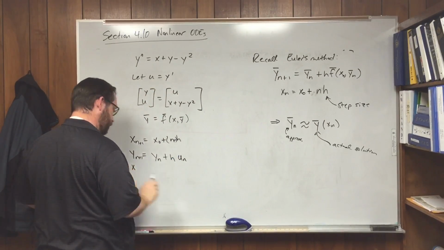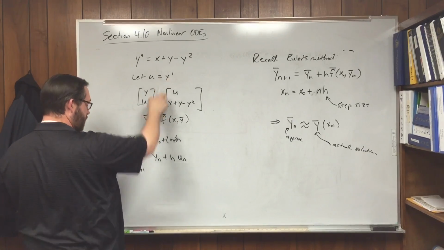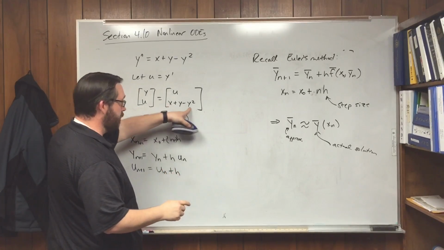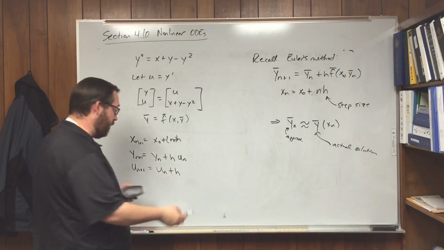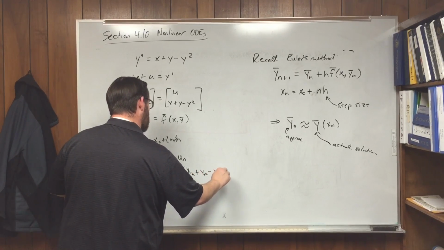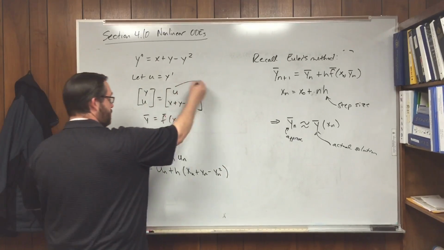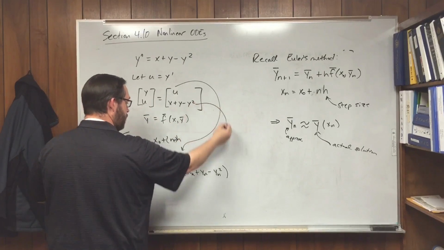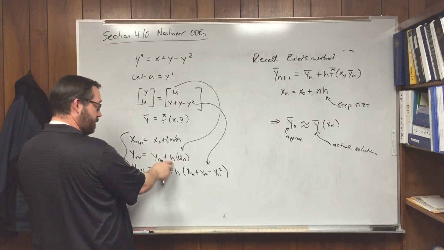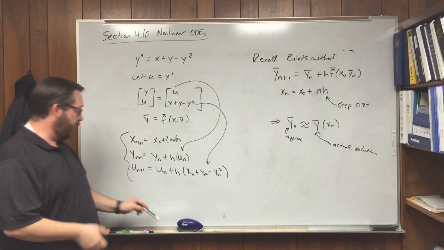And un plus 1, which by the way is going to be an approximation for the derivative, is the previous u plus h times this function, but pulling in previous values, namely xn plus yn minus yn squared. Okay, there's your formulas for Euler's method. This is what's right there. This is what's right there. But notice how it's the previous value plus h times the function value. And that's what we're going to implement in Excel.